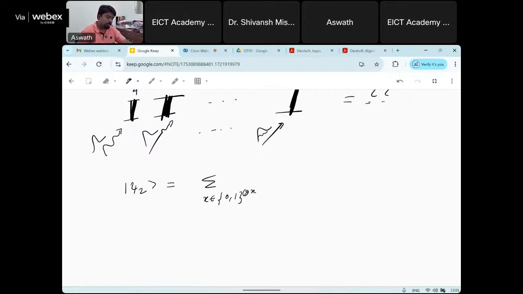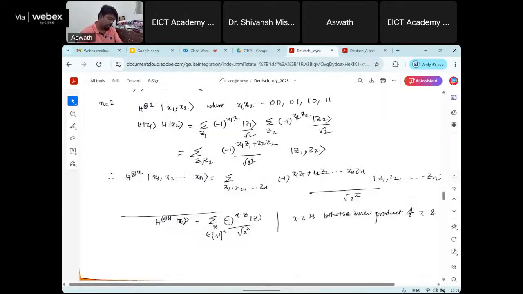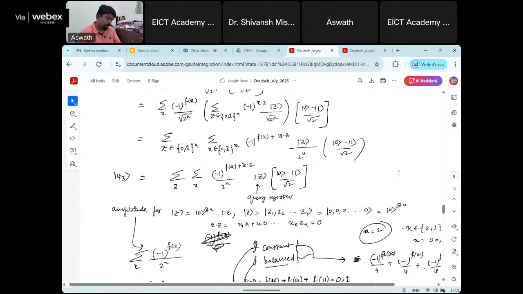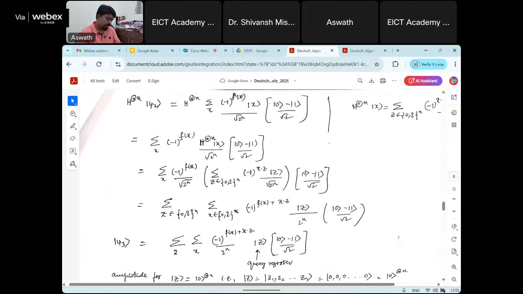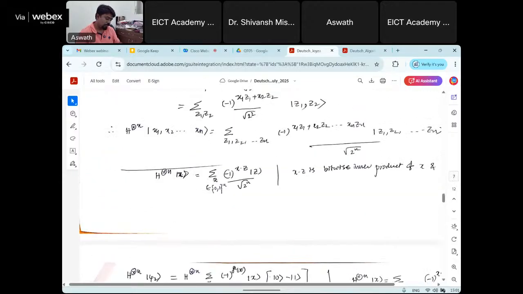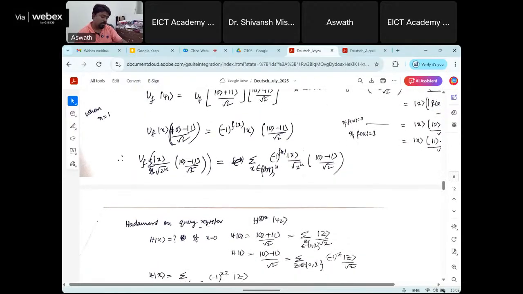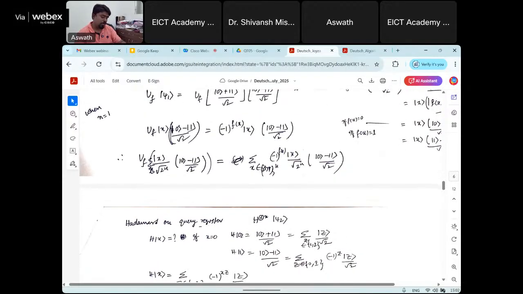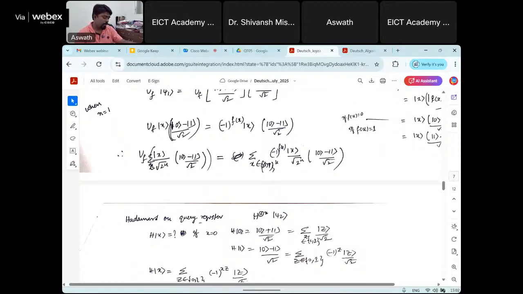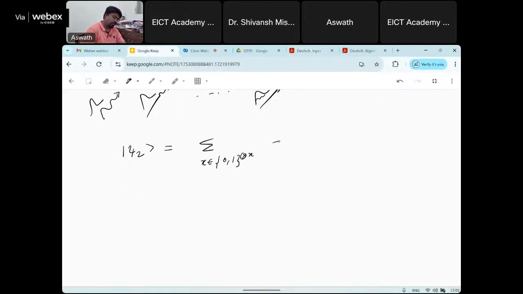Let me exactly get psi 2, so as not to make any mistakes. Yeah, this is psi 2 for you. Minus 1 to the power of f of x, x ket, divided by 2 to the power of n, tensor 0 minus 1 divided by square root of 2. This is what psi 2 is.